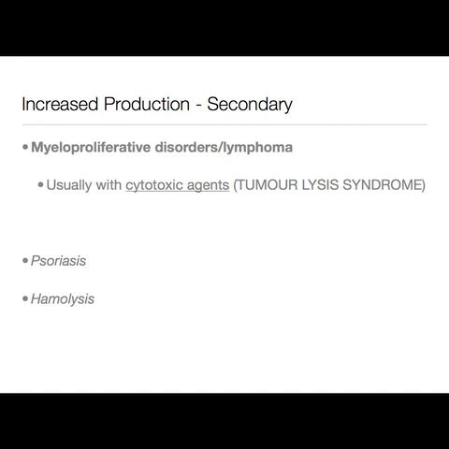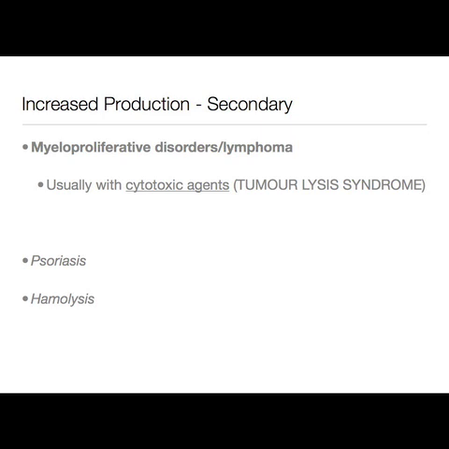Secondary causes of hyperuricemia can basically be anything that increases cell turnover. Important examples include lymphoma and myeloproliferative disorders, particularly in the context of treatment with cytotoxic agents. This condition is known as tumor lysis syndrome and is characterized by severe hyperkalemia, usually greater than 7 millimoles per litre, hyperphosphatemia, hypocalcemia, and hyperuricemia. Both hyperphosphatemia and hyperuricemia can lead to acute renal failure.